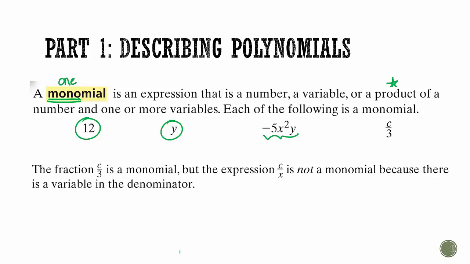So that's one monomial. And then this right here is technically c times 1/3, but we don't write it like that. So it's a product of a number and a variable. So it's important to know that you can have a number on top, but you can't have a number on bottom or a variable on the bottom because there's no way to multiply by that. And we'll talk more about that when we get into chapter 12.